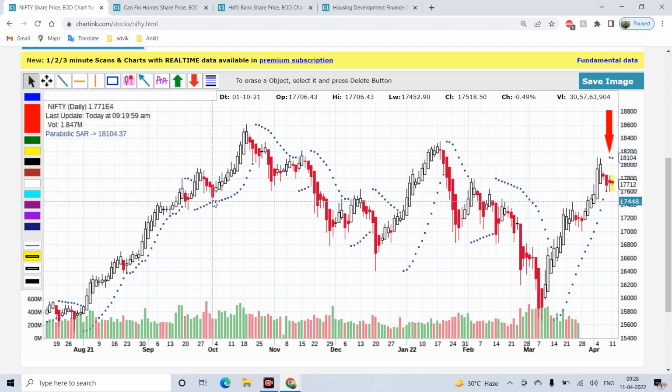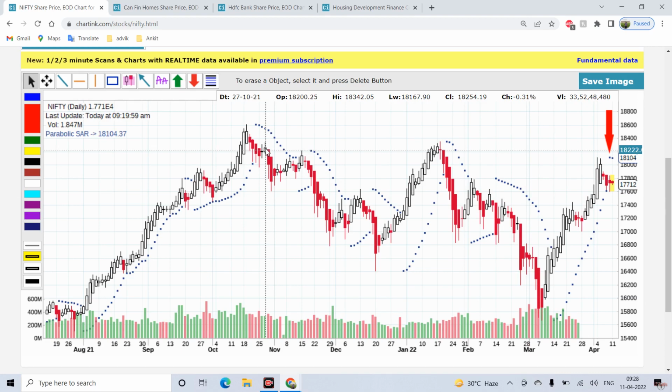We again enter at 17,400, and this continues all the way till here when it made 2-3 dots in the negative, 3-4 dots. So till here, 18,200. You see, it started at 16,100 and continued till 18,200. How much is it? 2,100 points. Multiply it by the Nifty lot size and see how much gain it gives you.